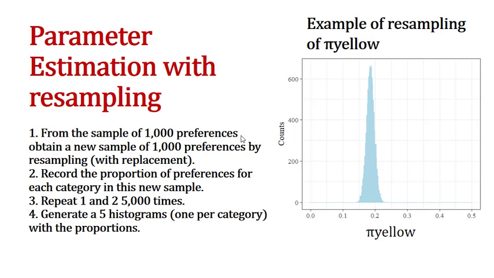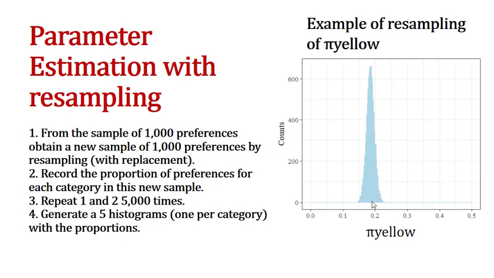So we are not using a theoretical distribution. In that sample, we record what's the proportion of yellow, what's the proportion of blue, what's the proportion of red, what's the proportion of green, and what's the proportion of undecided. And we repeat that process thousands of times. Let's say 5,000 times. So basically we have 5,000 proportions for yellow, 5,000 proportions for blue, red, green, undecided. And we put that in a histogram. So we need 5 histograms, one for each of the pies, and it gives us a distribution.